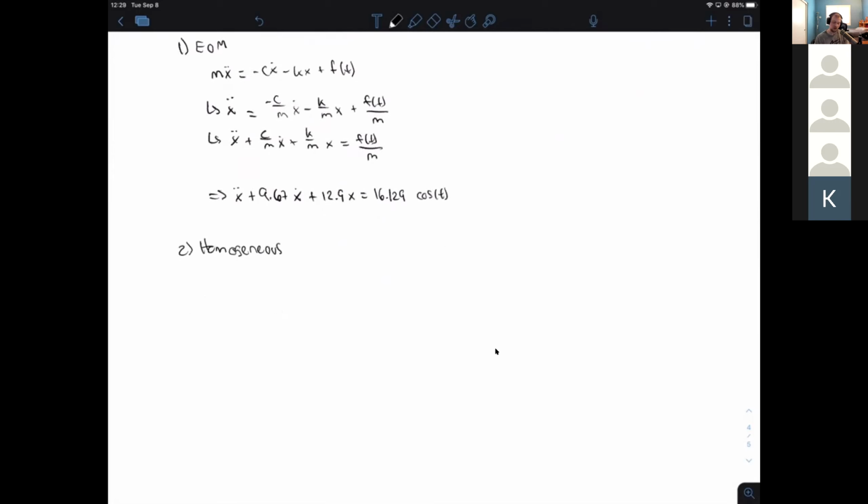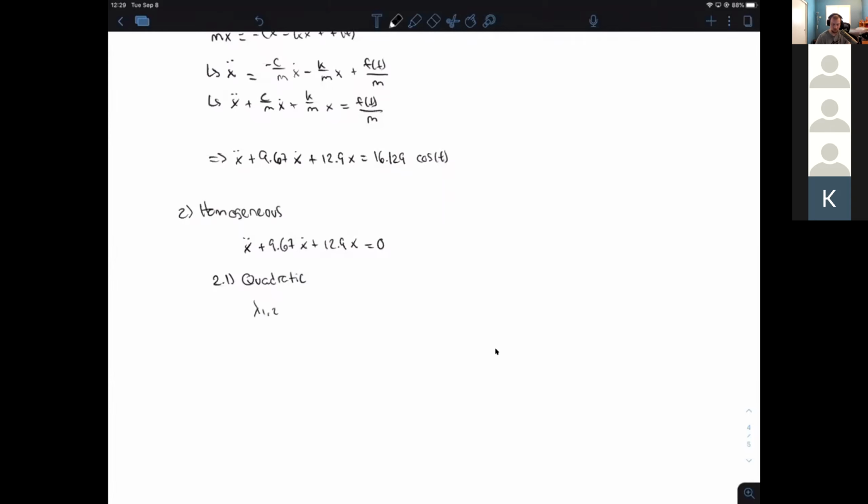All right, so let's rewrite our equation of motion to solve for the homogeneous equation here, or solution. So remember, for that, we're just going to set our left-hand side equal to 0. Okay, and then we're going to do the quadratic equation right now. And we're going to solve for our eigenvalues here.